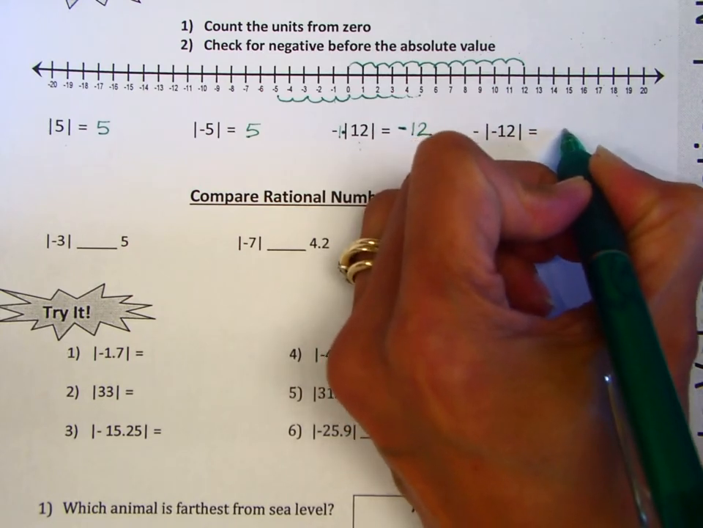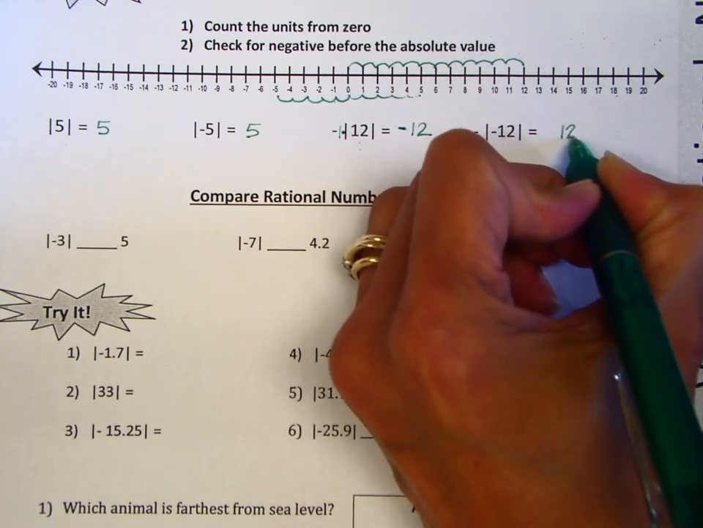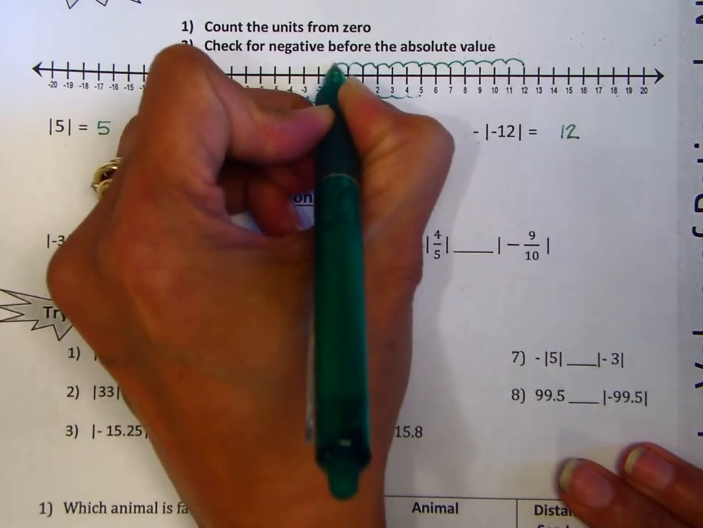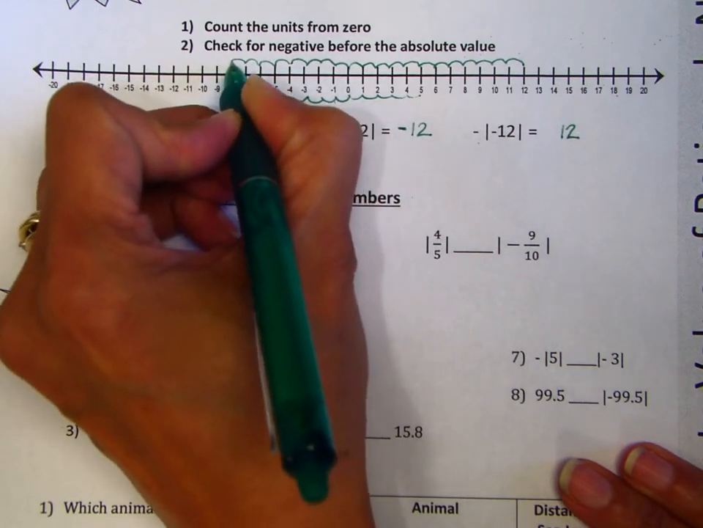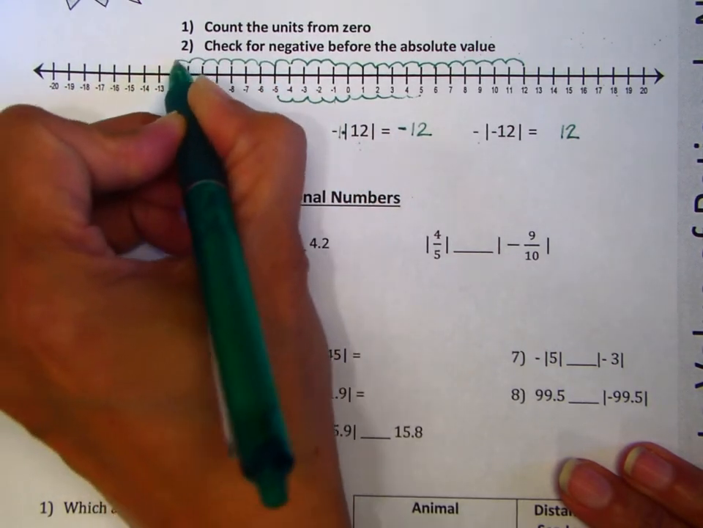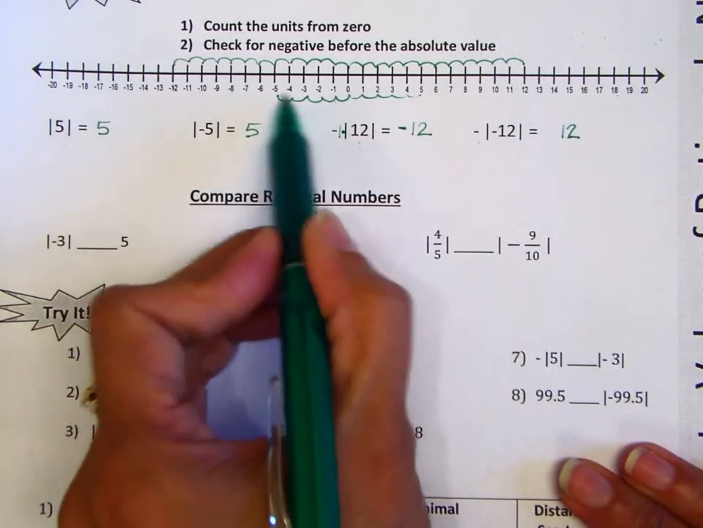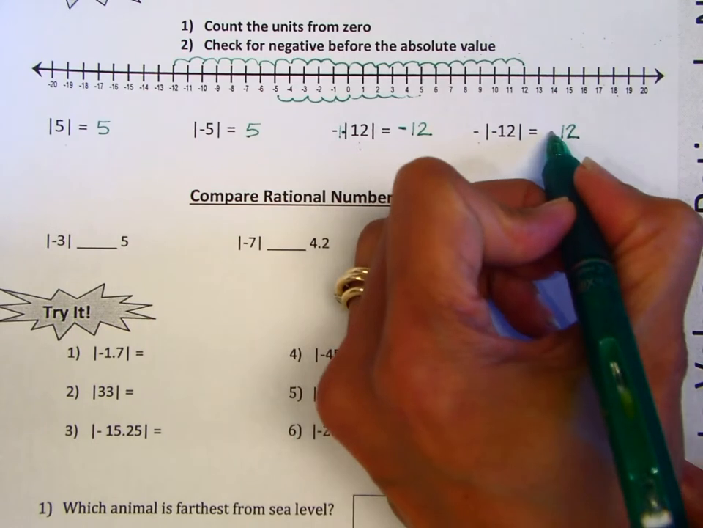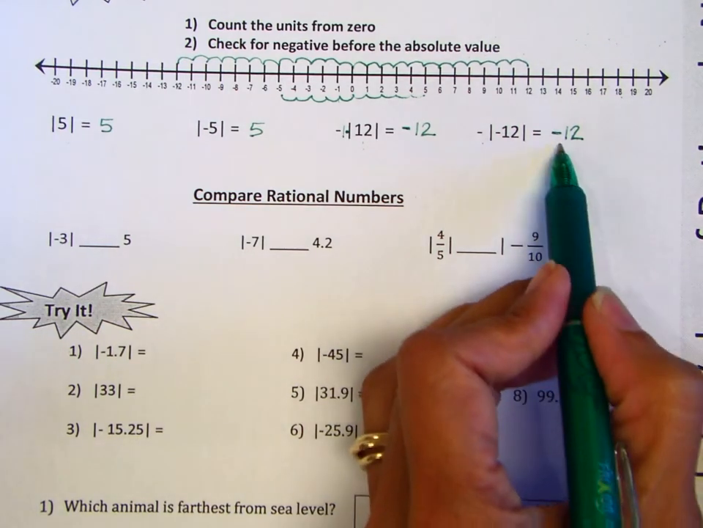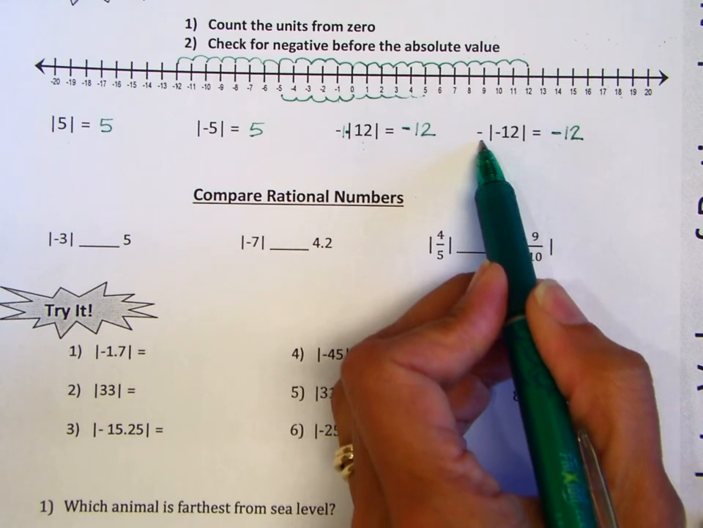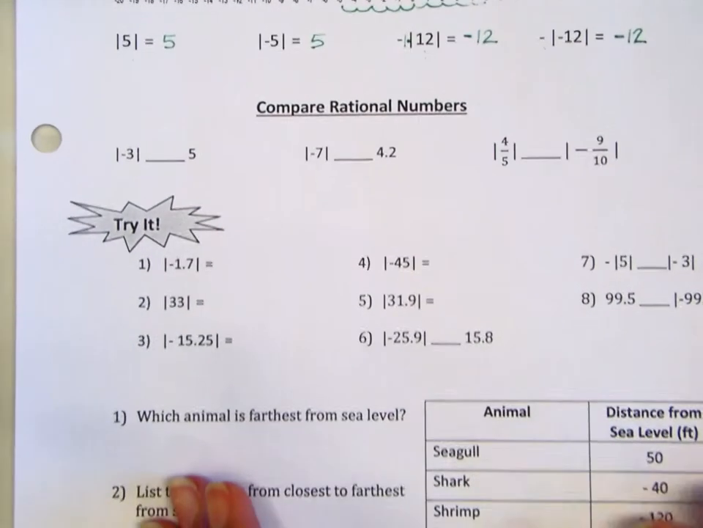So let's take the absolute value of -12 first, which if we count the distance, 1, 2, 3, 4, 5, 6, 7, 8, 9, 10, 11. There's -12. So the distance from 0 is 12, but we have that negative, so that becomes -12. Again, absolute value is positive, not negative. The only reason this is a negative is because there is a negative outside of the absolute value bars. So now let's compare our numbers.